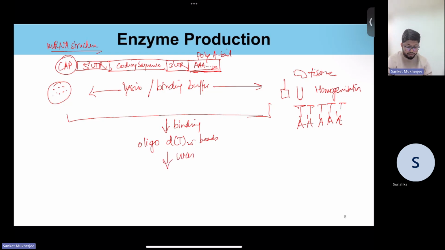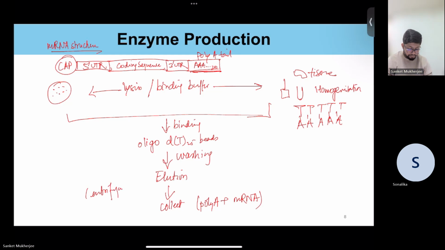Then we will wash with buffers. Washing is a step, and then we will perform elution, and then we will collect the poly-A tail plus mRNA, what we have. We will collect this after elution. And after elution, to separate DNA and other kinds of nucleic acids which are present in a cell, we actually perform centrifugation, right? That is the process overall.